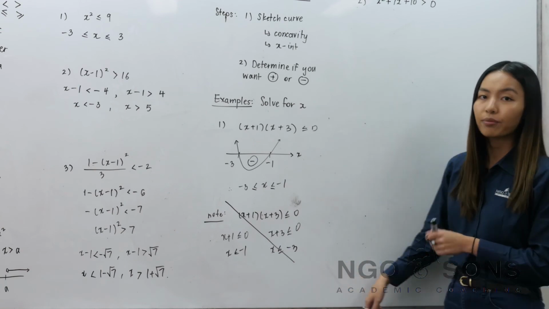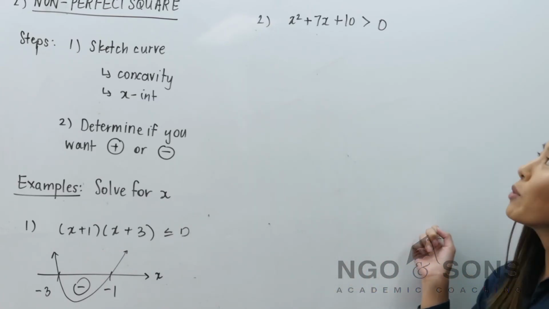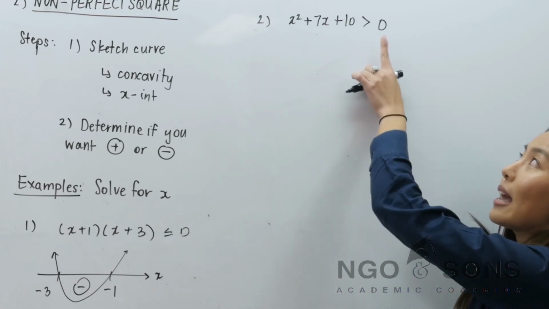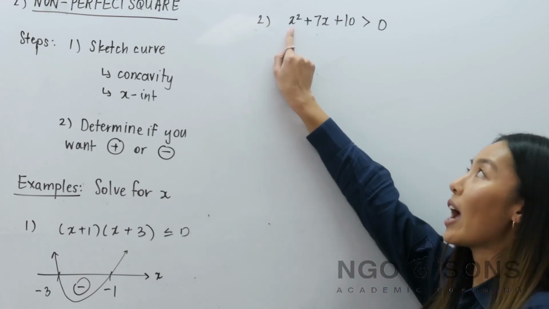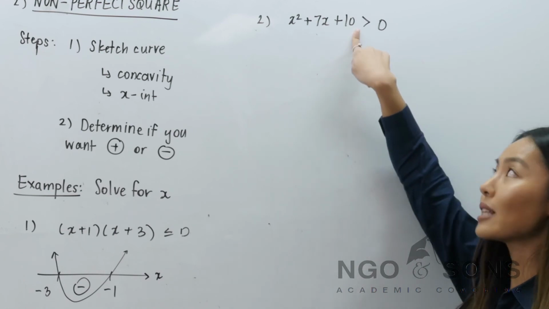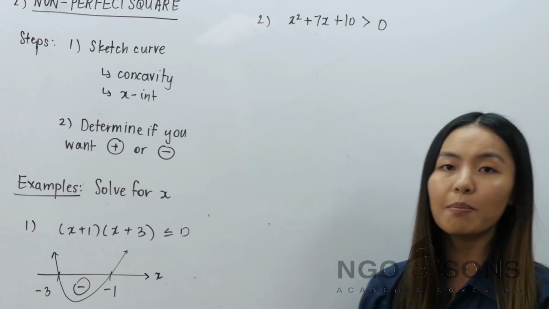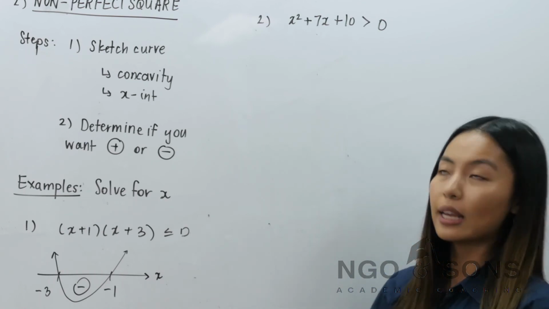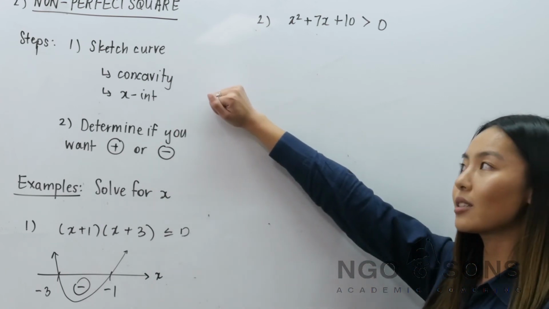Alright? And then moving on to question number 2, just one more example here. I have x squared plus 7x plus 10 is greater than 0. I see here that I have a quadratic, the highest power of x is 2, and an inequality, the greater than symbol. I also have my lonely x term. So here I have a non-perfect square quadratic inequality. To solve one of these, the first step is to sketch.